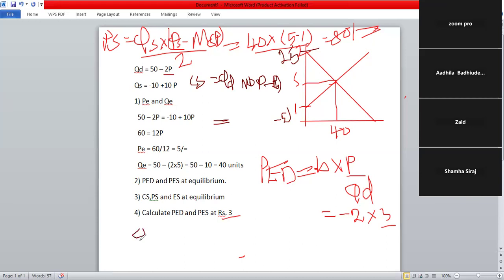That means QD is equal to 50 minus 2 into 3. So that is 50 minus 6, then 44. QD will be 44. If you can't understand, ask me again, I'll explain.